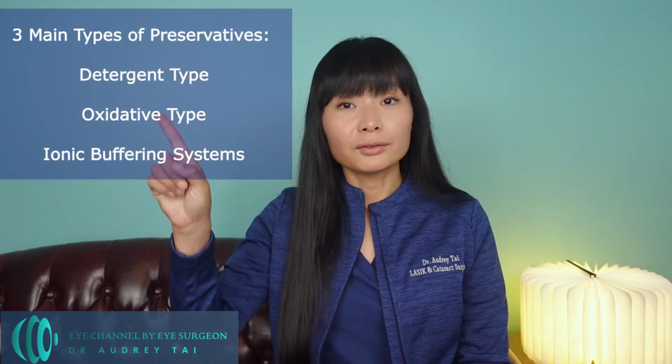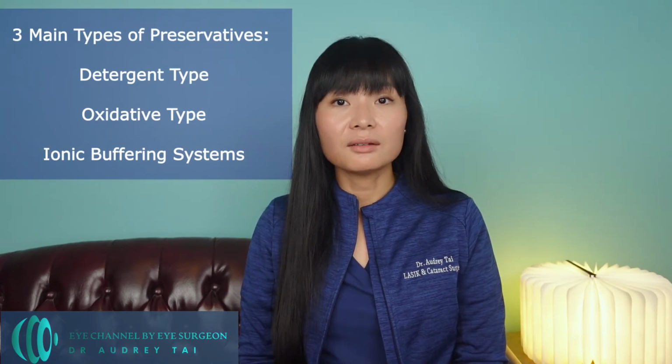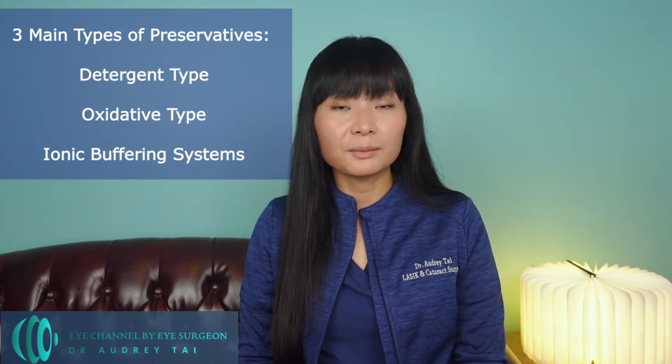Preservatives play an important role in preventing contamination of eye drops stored in multi-dose bottles. Bacteria, fungus, and other contaminants can potentially cause infection on the surface of the eye. Not all preservatives have the same level of toxicity to the surface of the eye. Some are more toxic than others. Let's take a closer look. There are three main types of preservatives used in artificial tears: detergent type, oxidative type, and ionic buffering systems.